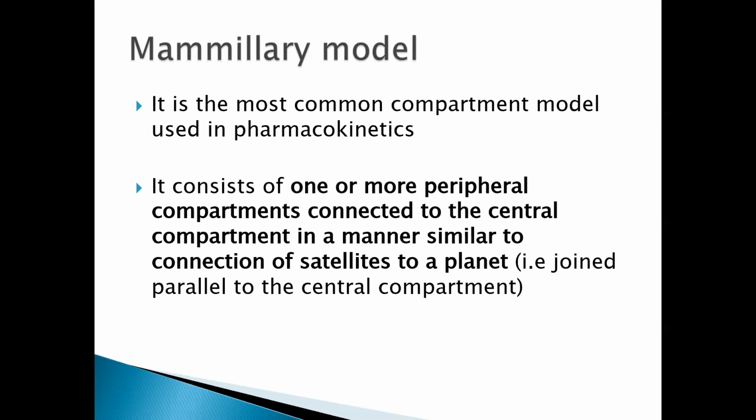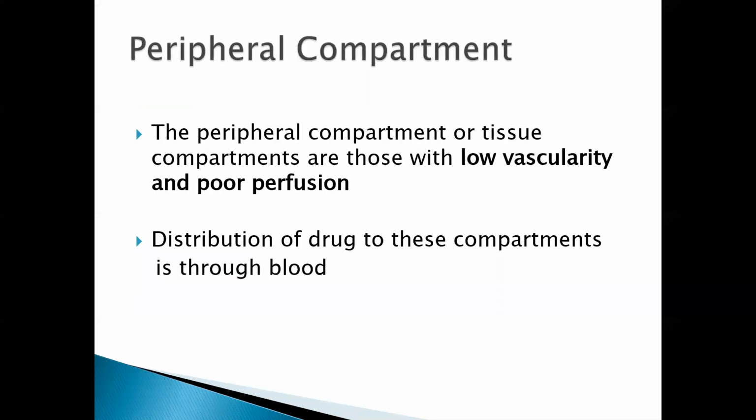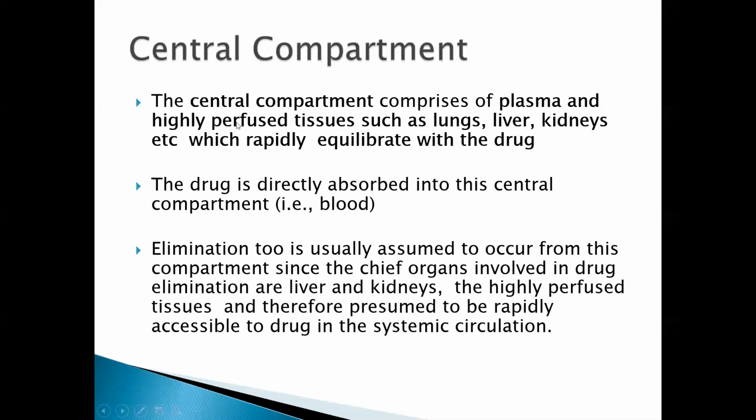It is the most commonly used compartment model. It consists of the central and peripheral compartment. So what is the central compartment? The central compartment consists of the plasma and highly perfused tissues such as the lungs, liver, kidneys. These are all highly perfused tissues. They have more blood flow, so they can rapidly equilibrate with the drug. These tissues together are grouped to form the central compartment. So a drug is directly absorbed into the central compartment is what we are assuming.